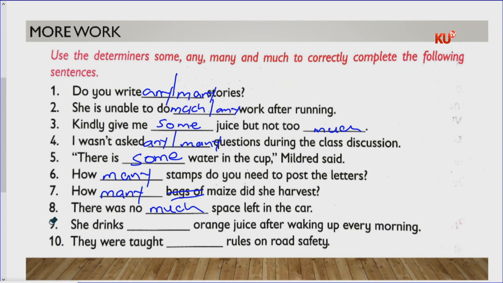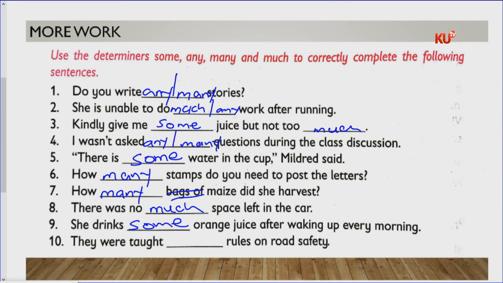Nine. She drinks dash orange juice after waking up every morning. She drinks some orange juice after waking up every morning.